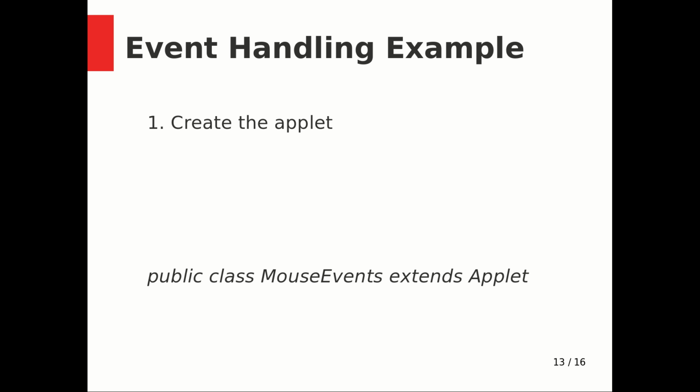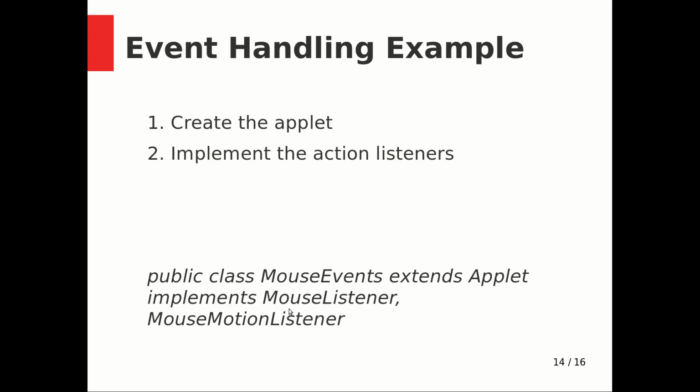How do we tackle this problem? First of all, we need to create an applet, and how do we create an applet? That is public class MouseEvents extends Applet. If we extend a class from the applet class, it automatically becomes an applet, and an applet has a special method called init, and doesn't have a main method at all. All these things we already know.